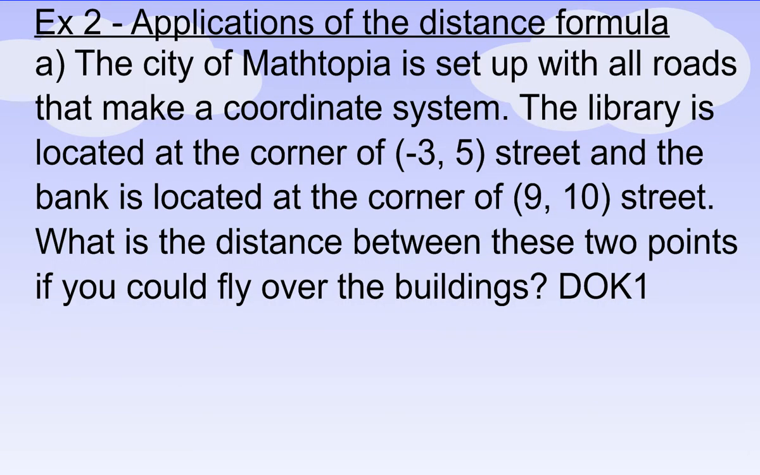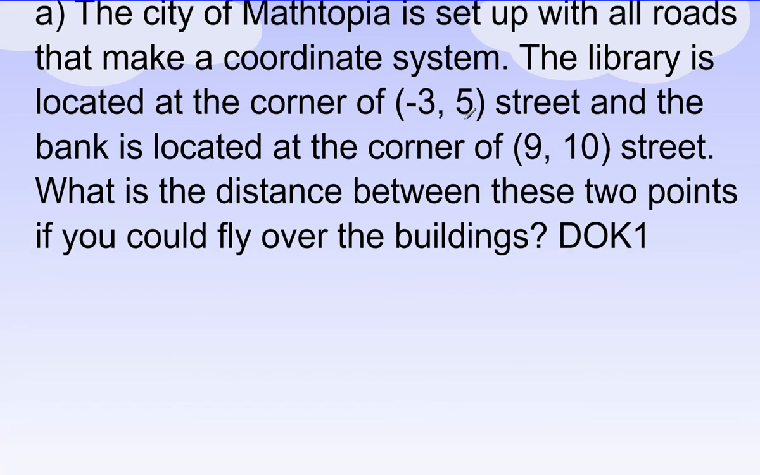Example 2. The city of Mathtopia is set up with roads that make a coordinate system. The library is located at the corner of -3, 5 street, and the bank is located at the corner of 9, 10 street. What is the distance between these 2 points if you could fly over the buildings? Okay, so this is again using coordinate grids, finding a distance between these 2 locations.